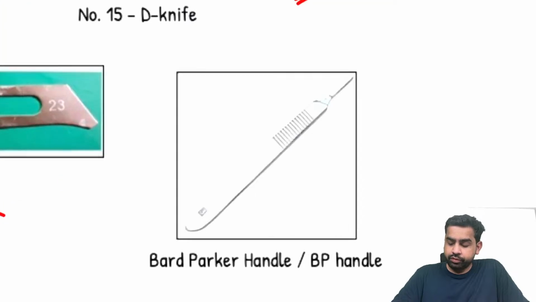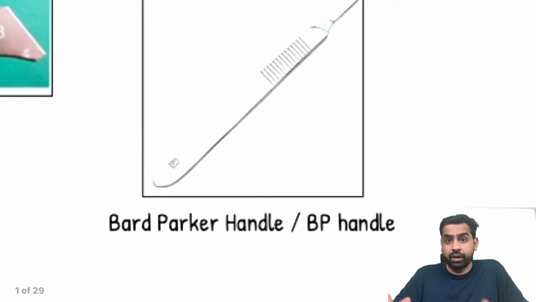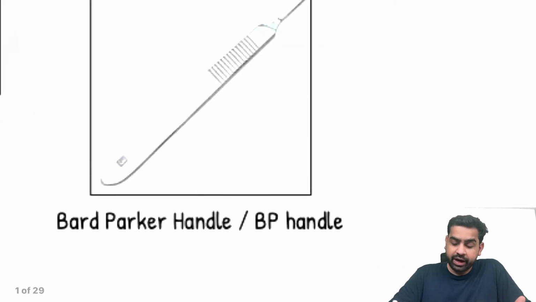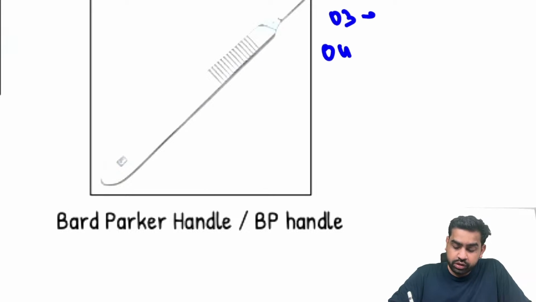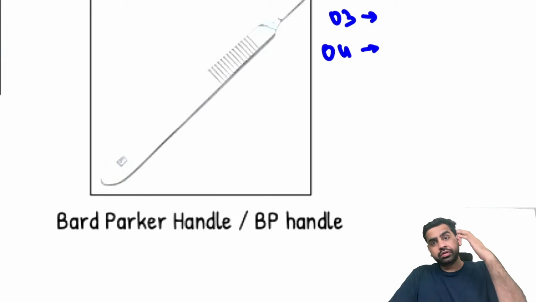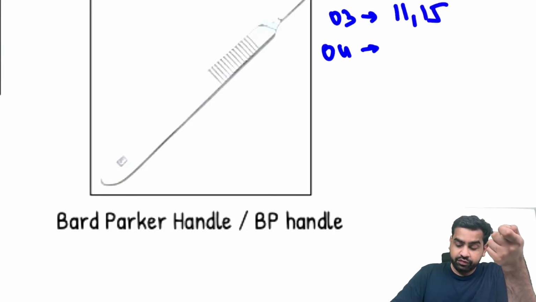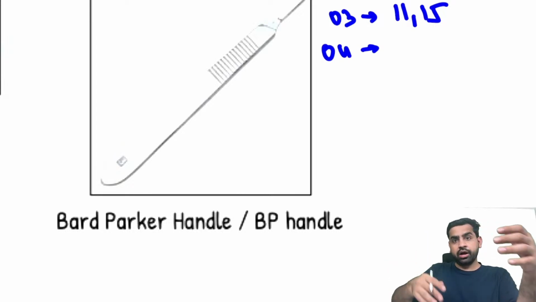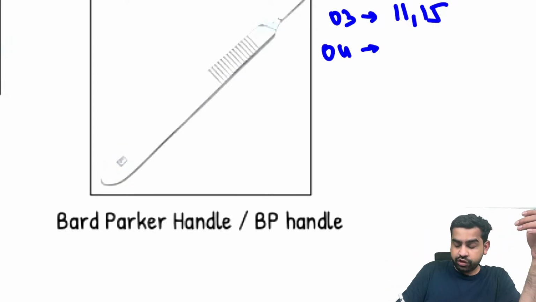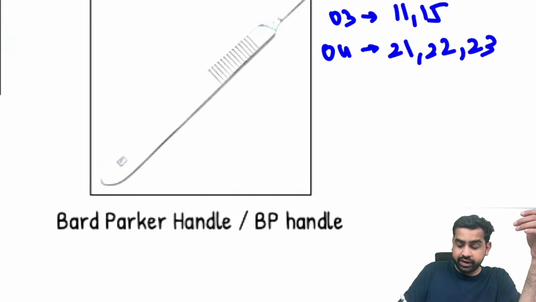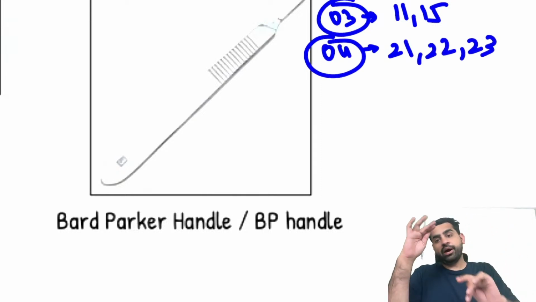Now notice this. This is a BP handle, or Bard-Parker handle. What is this BP handle? It is third and fourth. What you need to understand is that knives like 11 and 15 are mounted on the Bard-Parker handle 3, and the knives like 21, 22, 23 are all mounted on the Bard-Parker handle 4.